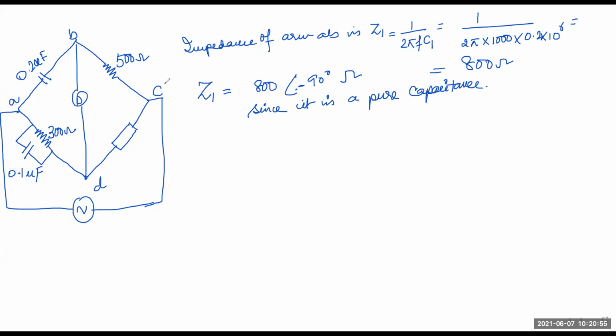Secondly, you know that Z2 impedance is just 500 ohm. Arm BC is 500. Z3 arm we don't know. It's unknown to us, right? Arm CD contains unknown impedance and DA has 300. Okay.